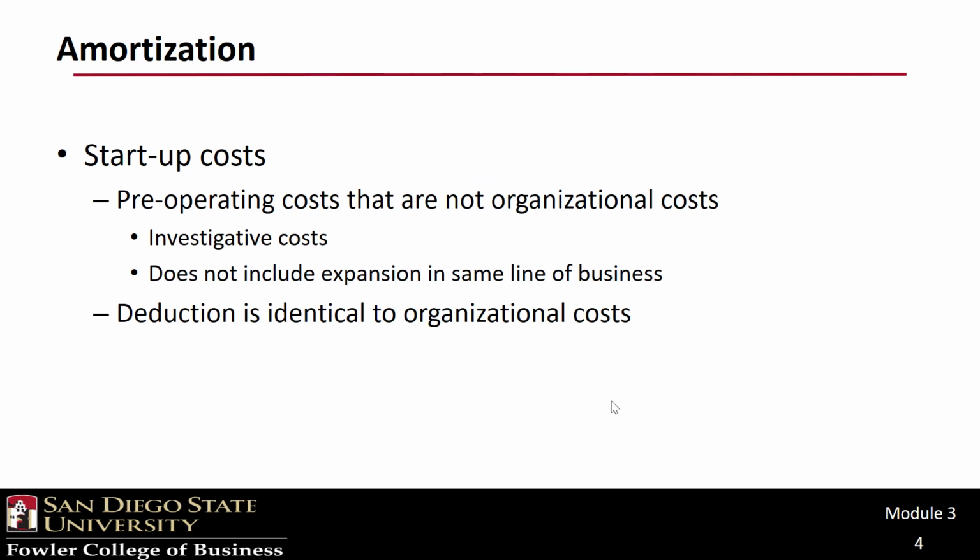Startup costs are pre-operating costs that are not org costs, such as the cost to investigate the plausibility of a new business. Note that if these types of costs are incurred for the expansion of an existing business, they're just ordinary and necessary business costs and are deducted. It's only new businesses or lines of business that have startup costs. In any event, the tax rules mirror the rules for org costs. Amortize over 180 months with $5,000 of expensing available.